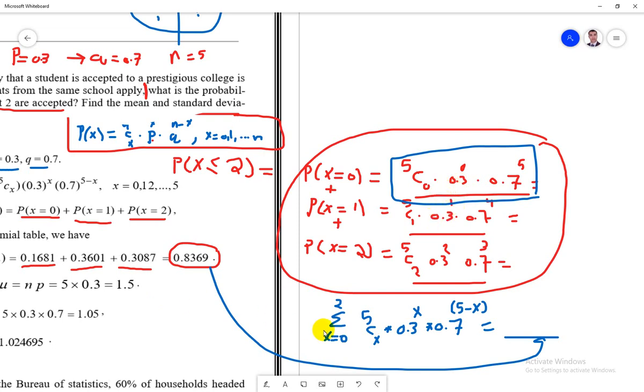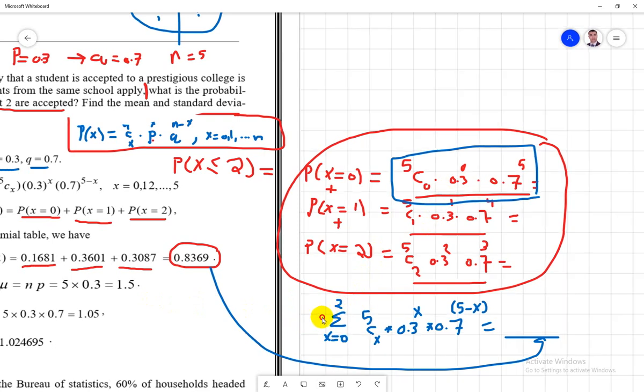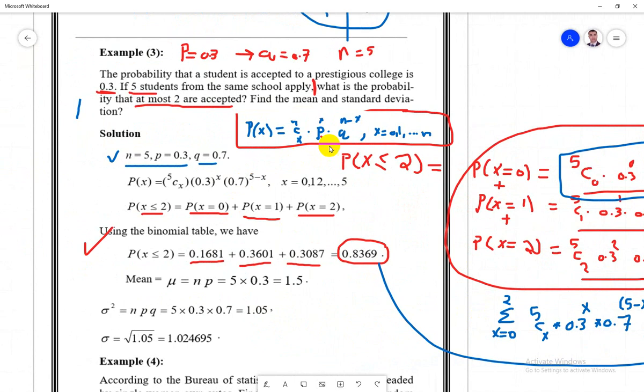Second time, use the summation notation in the calculator and check you have the same answer. And later on, use the summation notation all the time. Okay? A second question: find the mean and standard deviation.